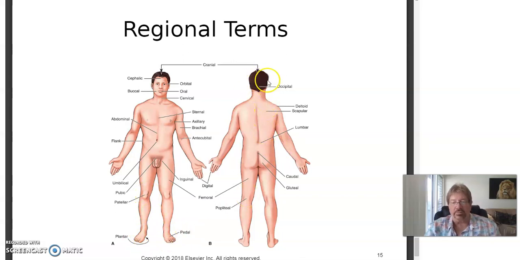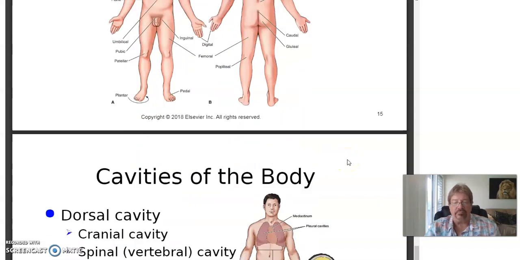Occipital lobe is the back of the head or occipital bone. Deltoid is actually the name of the muscle right here. Scapular has to do with the shoulder blades, lumbar is the lower spine. Popliteal is the back of the knee. Gluteal is the butt. Caudal just means tail-like. We have a coccyx, the vestigial little bone that was once a tail, they say.